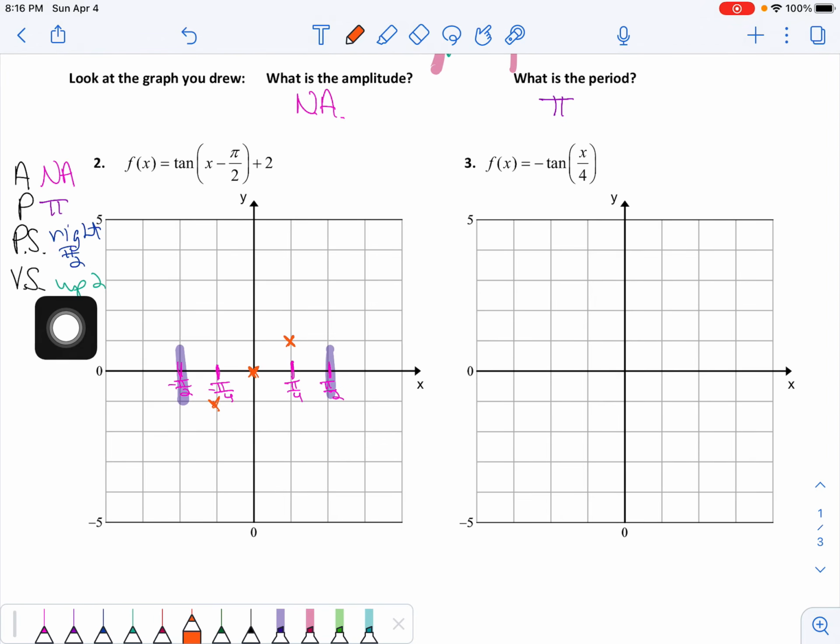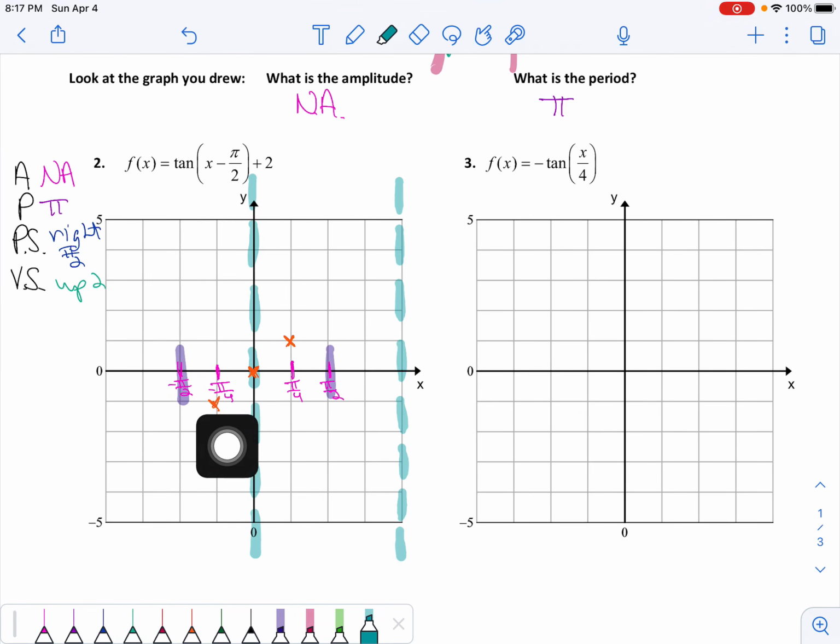Now, the vertical asymptotes really don't shift up because they're vertical lines, but everything will shift to the right pi over 2. So let's go ahead and do blue here, I guess. So I'm going to shift my 2 vertical asymptotes to the right 2 spaces. So here's one of them. And 1, 2, 3, here's the other one.